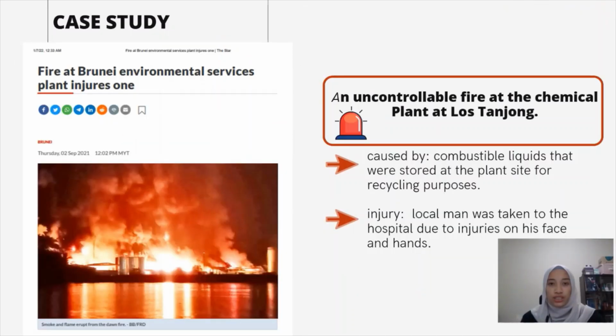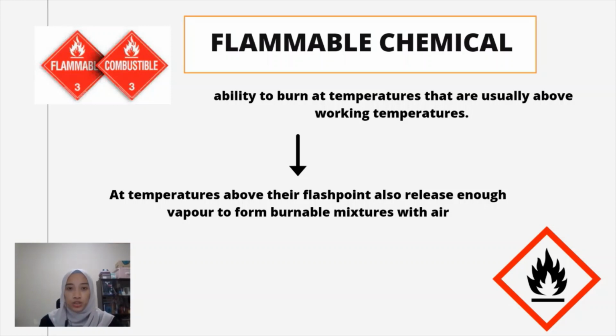So here is our case study, which is an uncontrollable fire at a chemical plant at Lumut Tanjung, Brunei. From this incident, one local man was injured with severe injuries to the hand and face. The fire occurred from combustible liquids that were stored at the plant site for recycling purposes, which can be classified as a safety hazard. Flammable chemicals have the ability to burn at temperatures that are usually above working temperature. A vapor released by the chemical reacted with air and caused the fire.